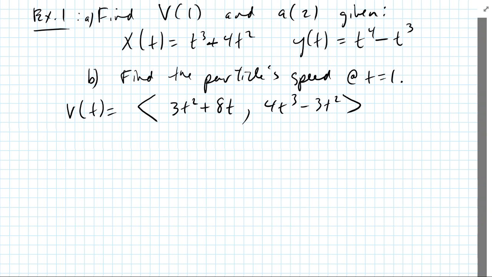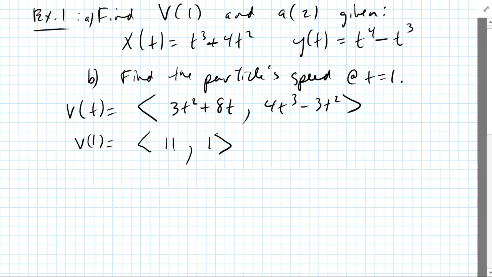If I want to know the velocity at time 1, do I just plug it in? 3 plus 8 is 11. 4 minus 3 is 1. Is that the vector describing the velocity at time 1?